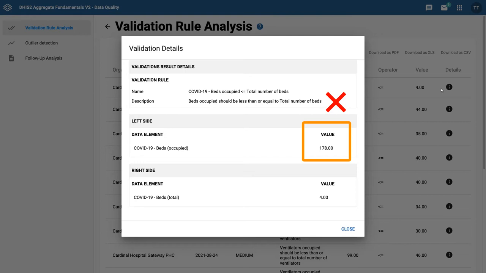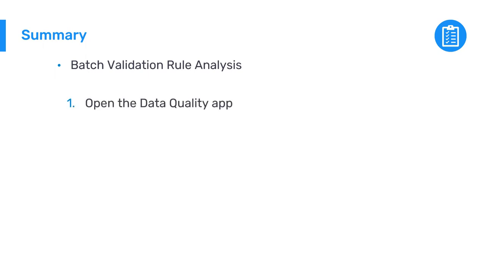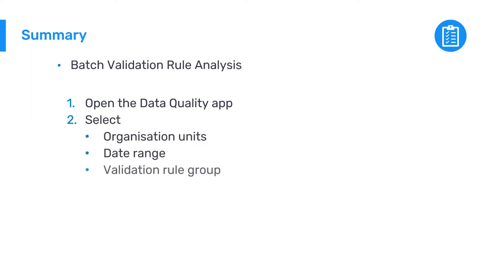These batch rule analyses can be useful to users monitoring data quality for one or more data sets for various levels of the organizational hierarchy. To recap, to run the batch validation rule analysis, open up the data quality app in DHIS2, select the organization units, date range, and validation rule group, and then run validation. The app will then list the errors in the data and show you what validation rules have been violated.